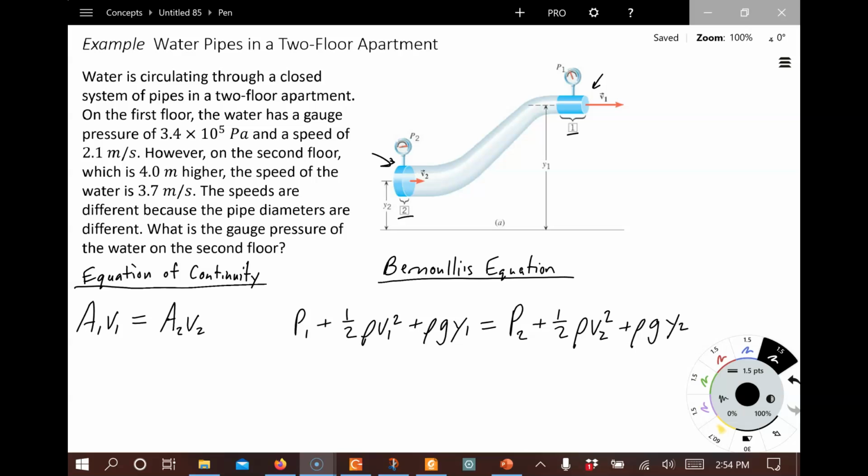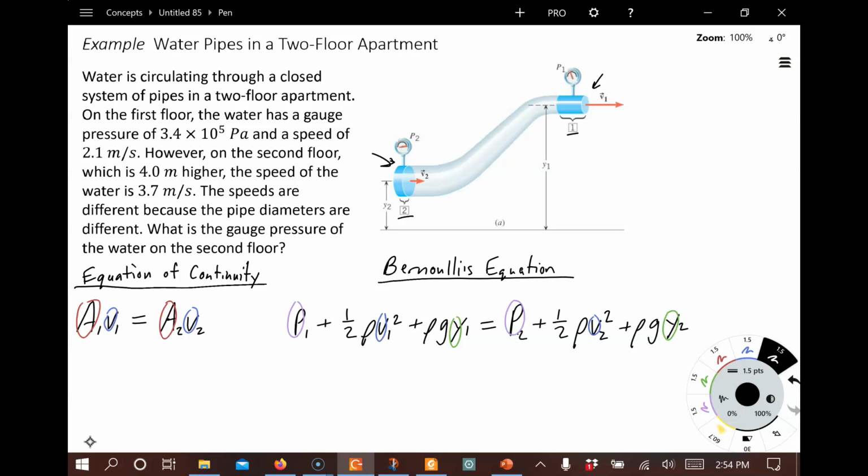All right, so here we go. Now, the way that we solve a problem like this is both of these two equations can be used together because they contain similar variables. So for example, we've got v's in both these equations. That's the variable that unites the two equations. We've also got a height, cross-sectional areas, and pressures. So at every one of these points, one or two, we can look for these four variables.